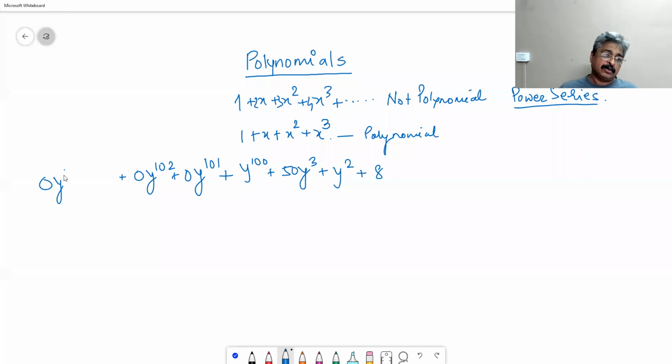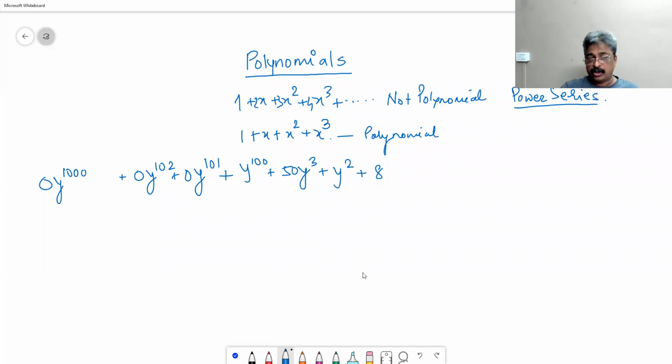Plus 0y raised to 1000. I can always have higher power terms, but their coefficients are going to be 0. And therefore this is not the case in a power series. In a power series, the terms are present. Maybe a few will have coefficient 0, fair enough, but they are present. It is not going to happen in a power series that after a particular power of x, every coefficient is 0. If it happens, then it becomes a polynomial.